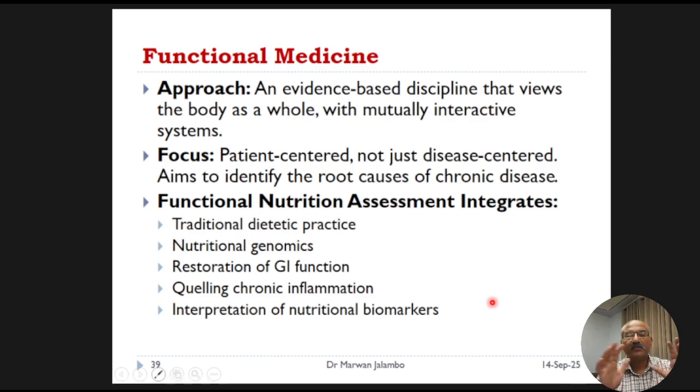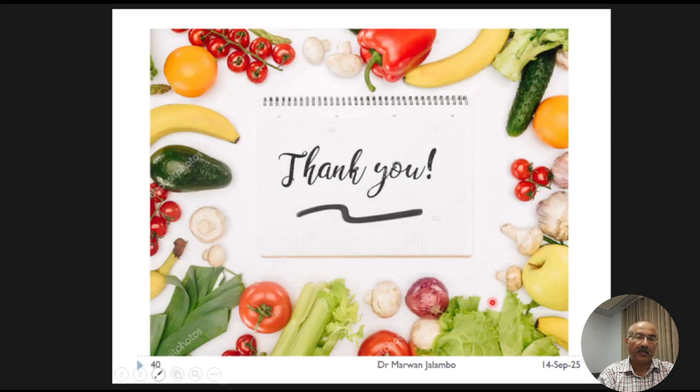So that concludes our overview of the clinical assessment. By mastering these biochemical, physical, and functional assessment tools, you will be well equipped to provide effective and evidence-based nutrition care.